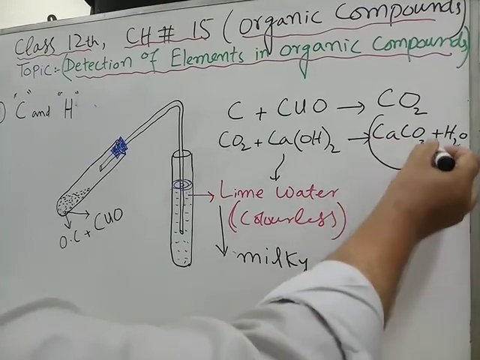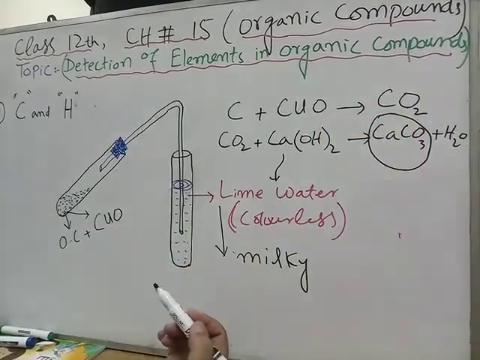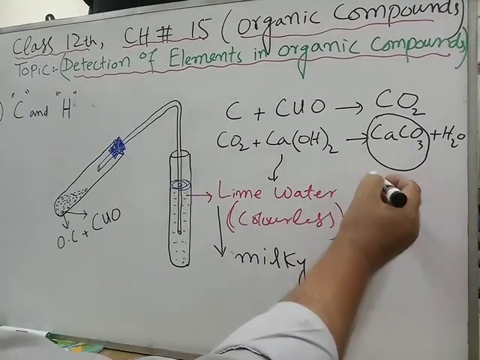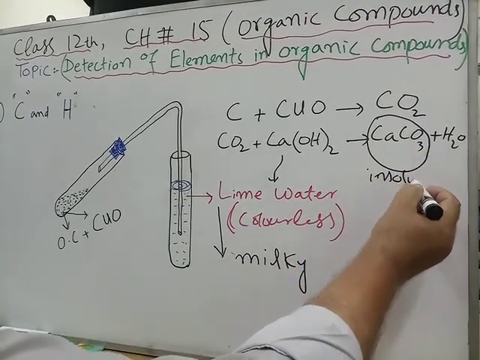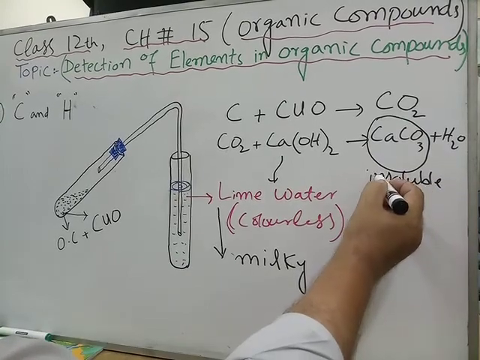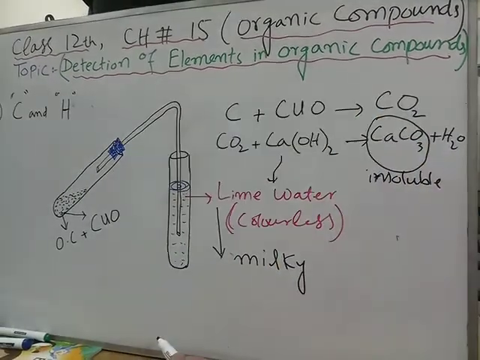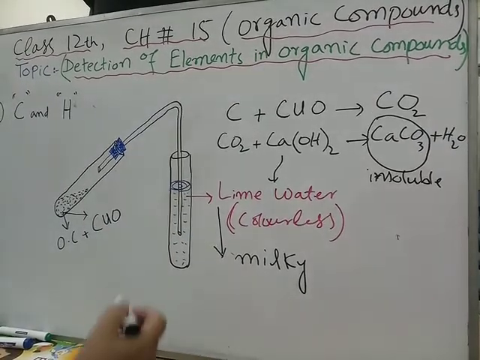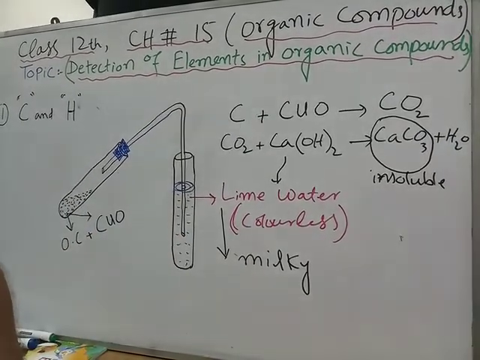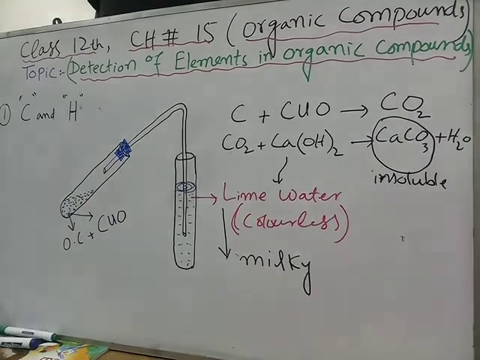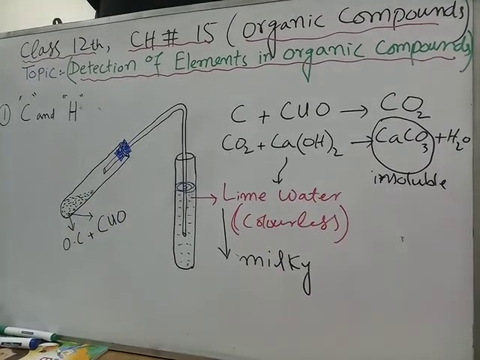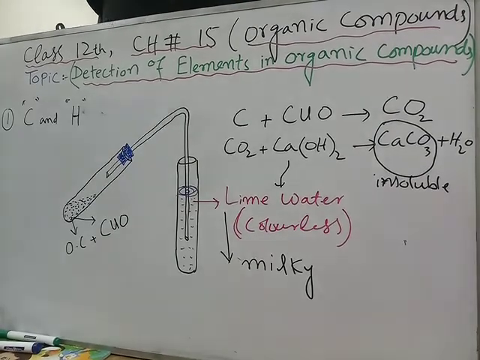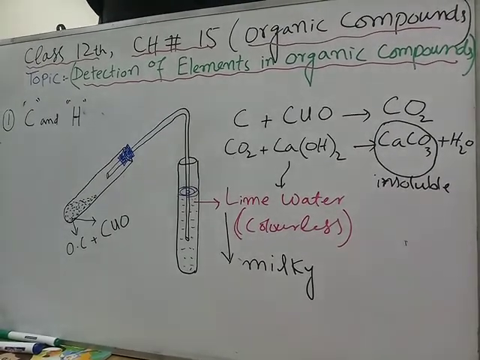So what is the reason for the cloudiness or milkiness? Insoluble calcium carbonate is produced here, which turns the lime water milky. So if the lime water is turned milky, this means the compound contains carbon, otherwise there will be no carbon. Similarly, in the same experiment we can also detect hydrogen.